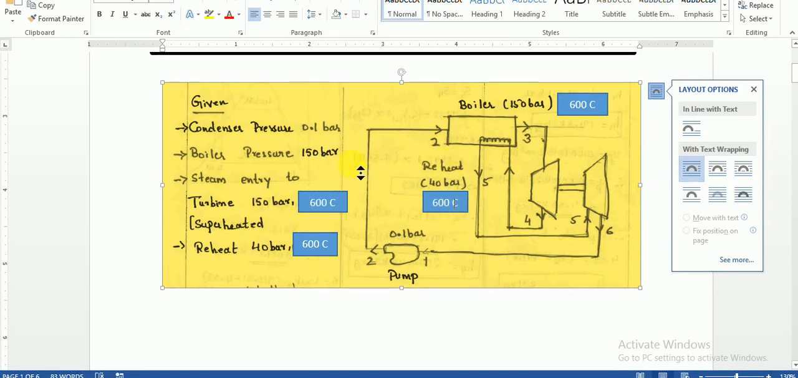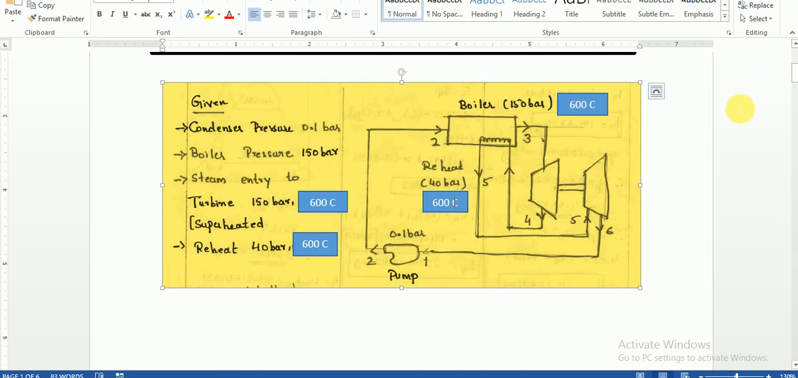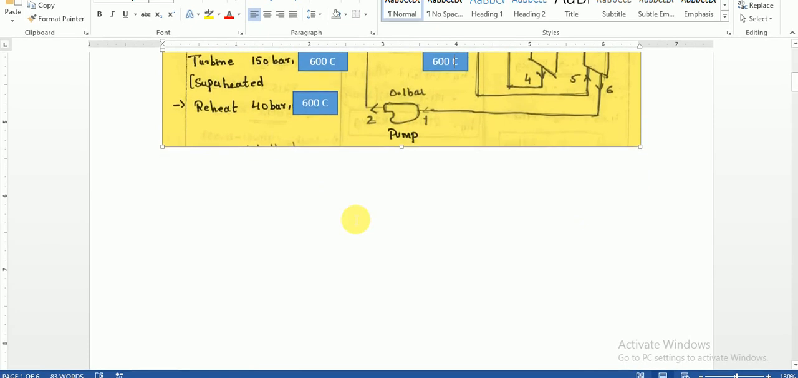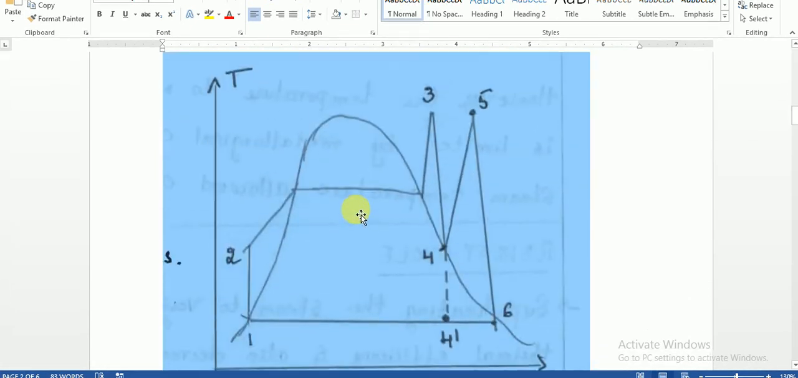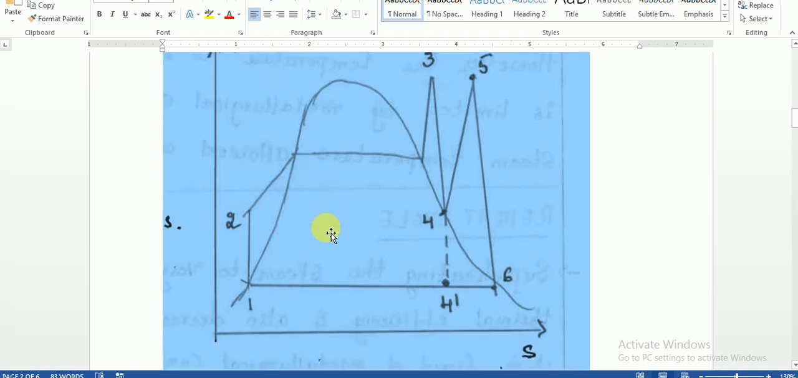Then, what we have analyzed now is the problem itself. Now we will move on to solving the problem. Before solving the problem, we need to also analyze how to write a TS diagram. So our TS diagram is the basis for our solution to the problem.